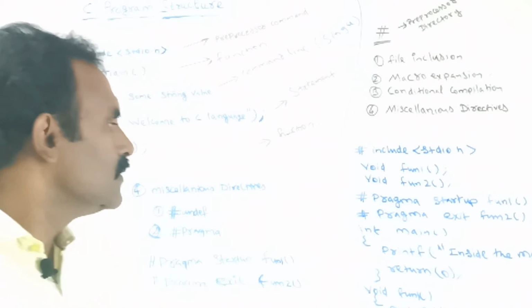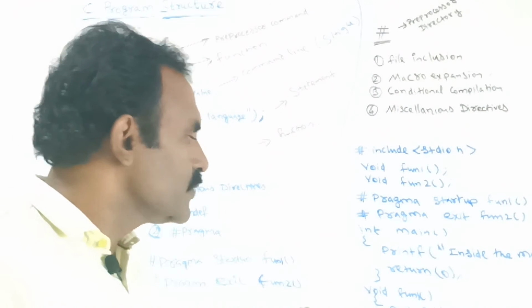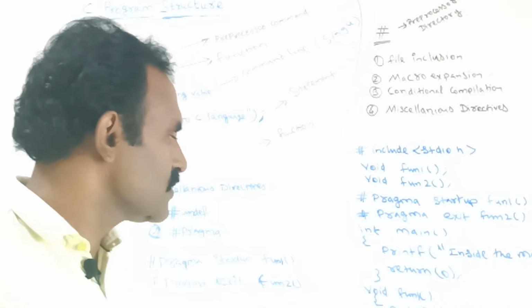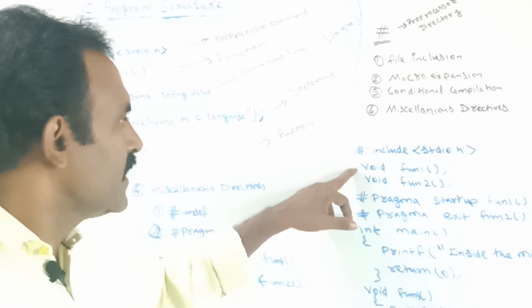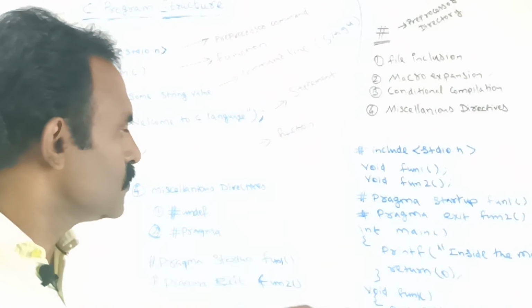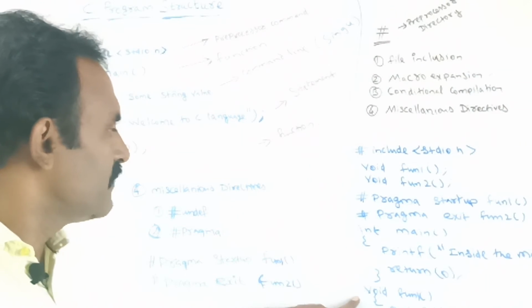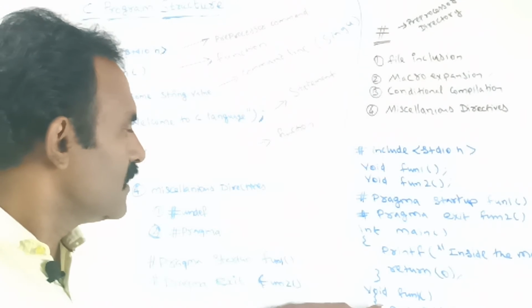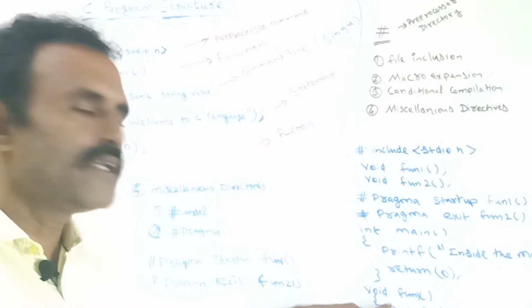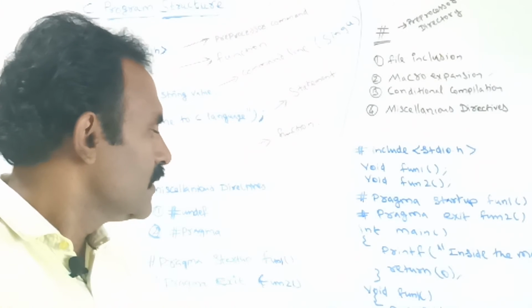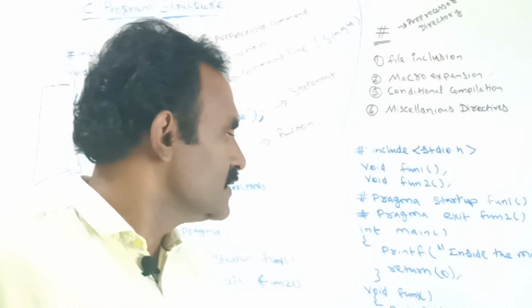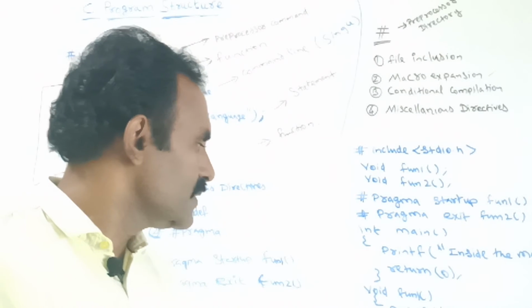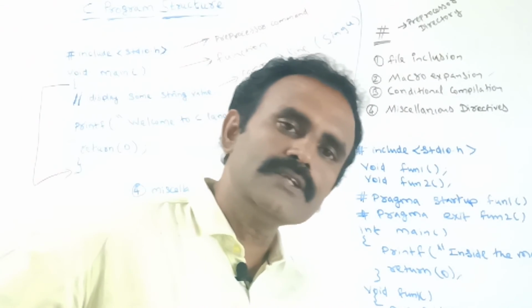Here these two are user defined functions, function 1 and function 2. I have declared function 1 and function 2, and I have defined function 1 so that whenever this function 1 is called, the message will be displayed as inside the function 1. Suppose we are calling function 2, at that time the message will be displayed as inside the function 2.